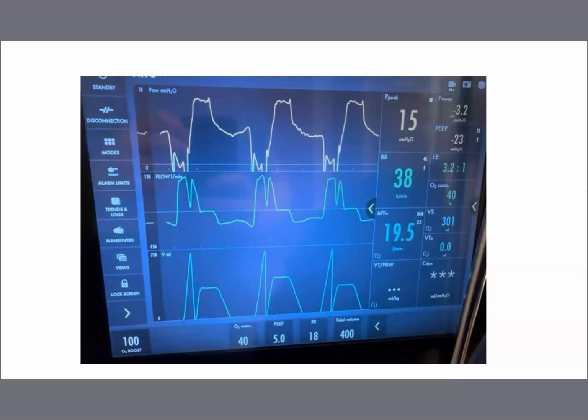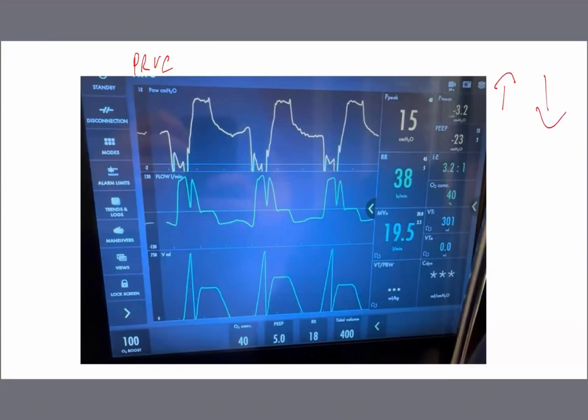Now, you can't really see the mode here on this cut, but this is PRVC. As you'll come to know, I think PRVC is the worst mode of ventilation for a lot of reasons, namely because as the patient's work of breathing increases, the support from the ventilator decreases as per the algorithm.